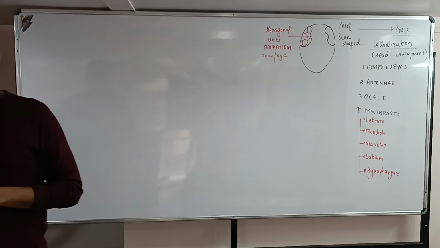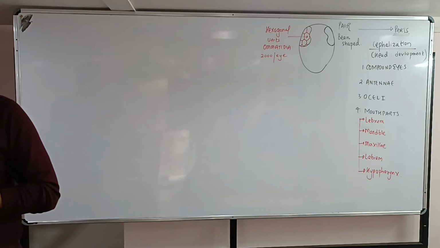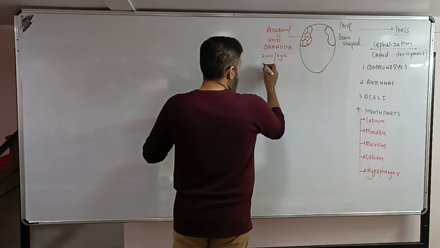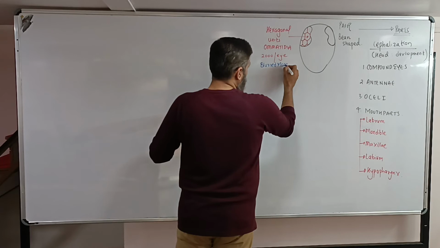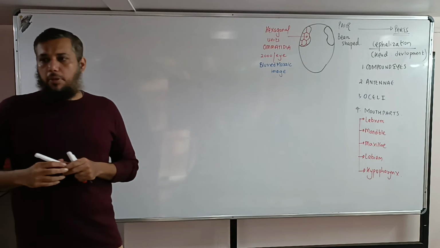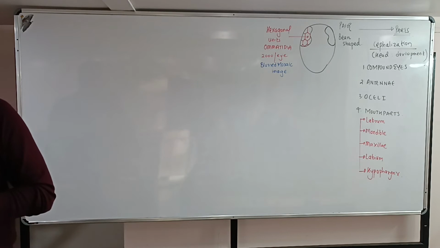Okay. And because of this ommatidia, the cockroach has a blurred mosaic image. Blurred, do you understand? What do you mean by blurred? Dhundla. What does mosaic mean, children?